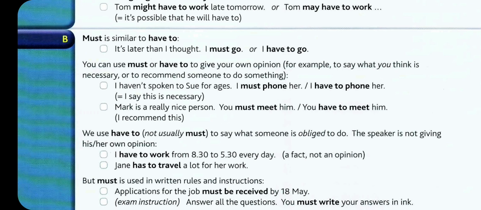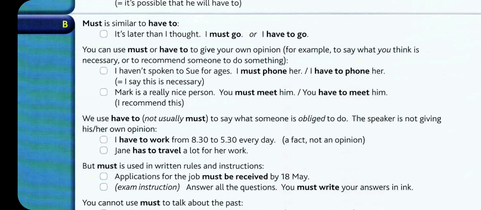I must go or I have to go. You can use must or have to to give your own opinion. If we want to express our opinion, we can use either must or have to. For example, to say what you think is necessary or recommended for someone to do something.